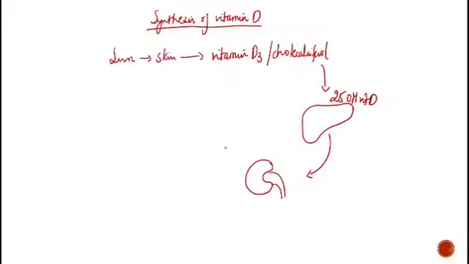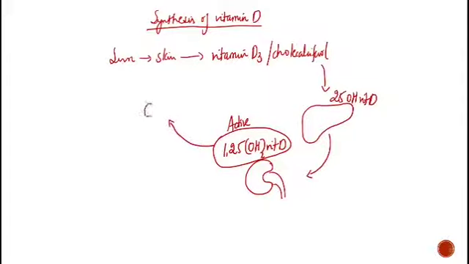to form 1,25-dihydroxy vitamin D. Keep in mind that this is the active form of vitamin D, okay? From here on, it goes to the gut to cause absorption of calcium and also has other functions such as boosting immunity, okay? So this is a brief illustration of vitamin D synthesis.